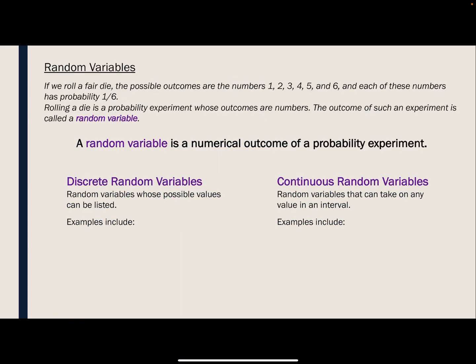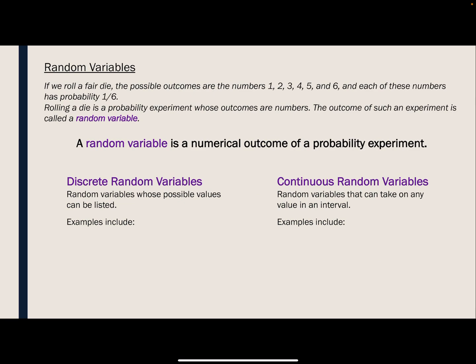So first, what is a random variable? A random variable is a numerical outcome of a probability experiment. So, for example, a probability experiment is rolling a die or flipping a coin. When we roll a die, we're going to get outcomes like 1, 2, 3, 4, 5, or 6. Those are numerical outcomes, whereas flipping a coin, we're going to get heads or tails. So the random variable is the numerical outcomes of certain probability experiments.